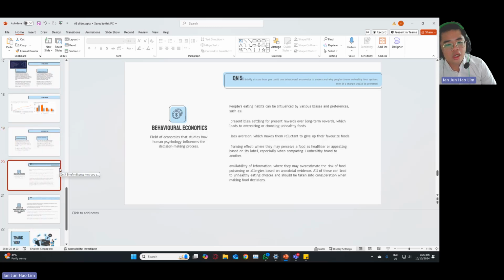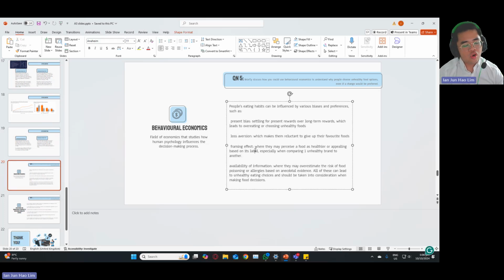So last question, behavioral economics. How does behavioral economics make people eat unhealthy food? This can be due to present bias, which basically means people settle for short-term gratification over long-term rewards. Next, loss aversion, where they may be unwilling to give up their favorite foods like ice cream or soda. Also, a framing effect, where when one person compares one unhealthy food to another, they may think that this unhealthy food is healthier than the other, therefore they consume this, which is still unhealthy food.